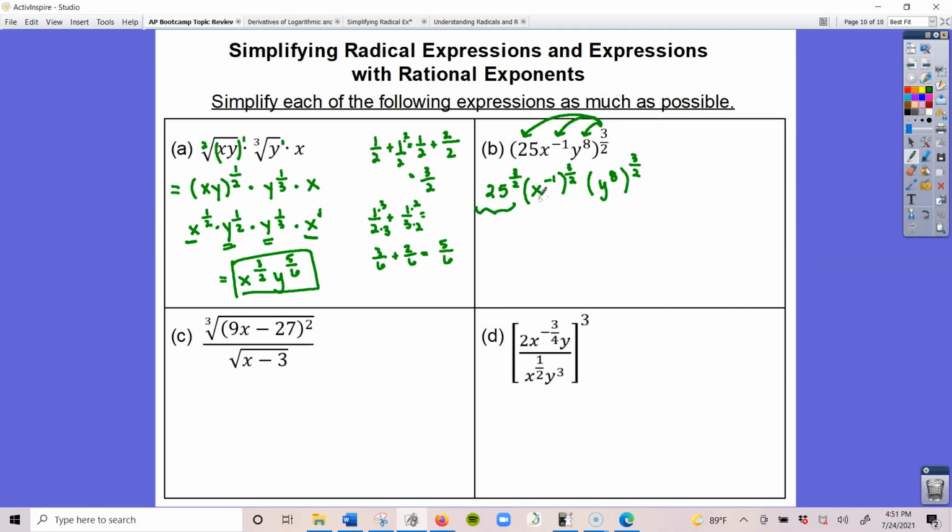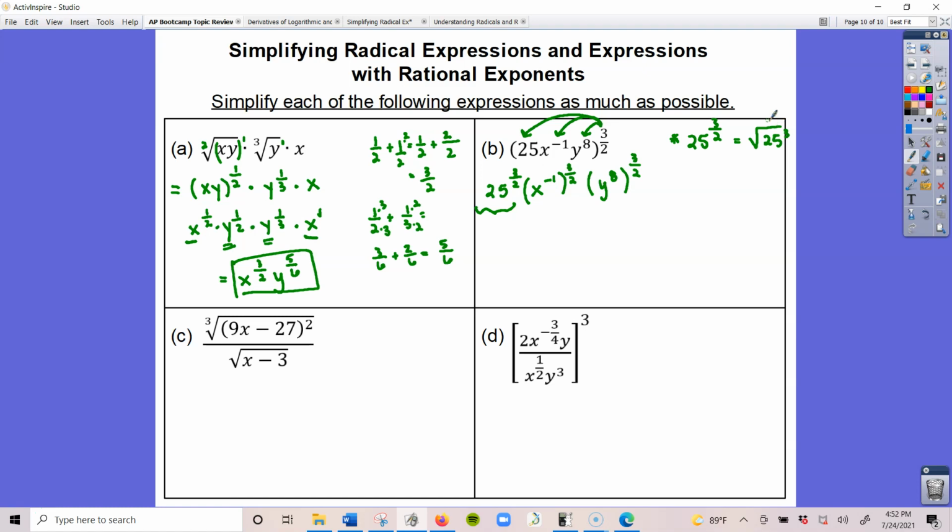Let's start here with this 25 raised to the 3 over 2. We have to be able to identify what this number would be raised to that exponent. In order to do that, for numbers, it's much easier if we convert this back to a radical. The denominator is the root and the numerator is the power. So I'm going to do that up here. So 25 raised to the 3 over 2 is equivalent to the square root of 25 to the third.